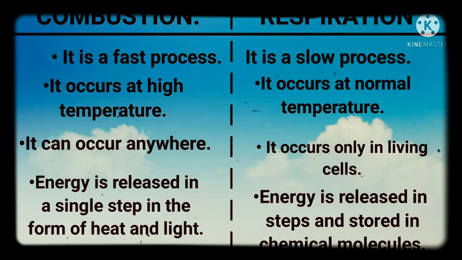Differences between combustion and respiration. Combustion is a fast process, whereas respiration is a slow process. Combustion occurs at high temperature and respiration occurs at normal temperature. Combustion can occur anywhere and respiration occurs only in living cells. Energy is released in a single step in the form of heat and light in combustion. In respiration, energy is released in steps and stored in chemical molecules.